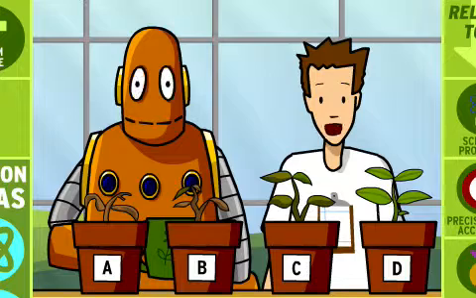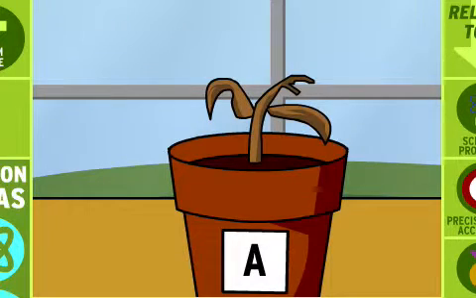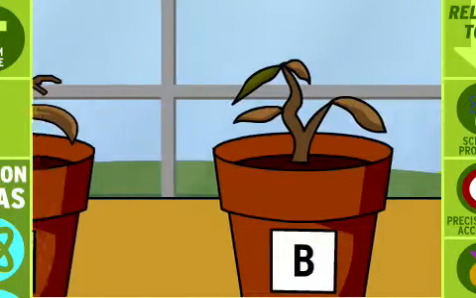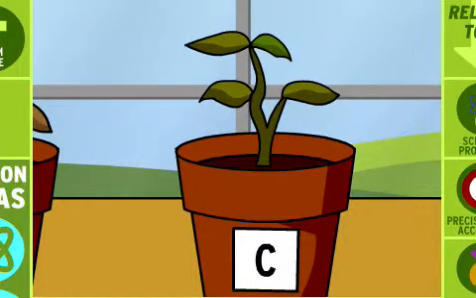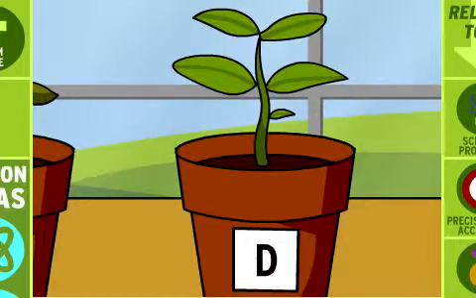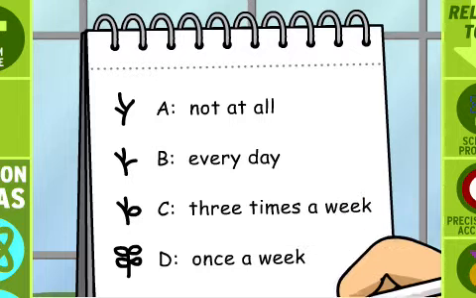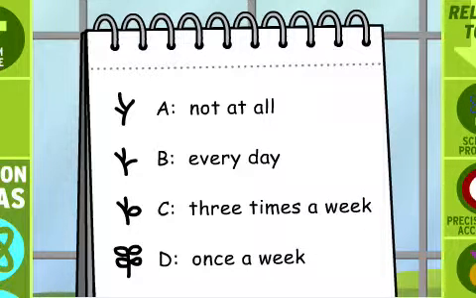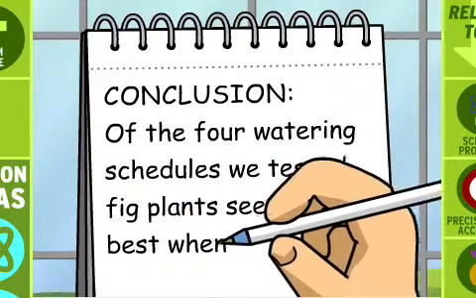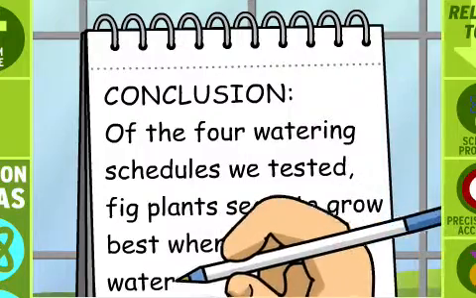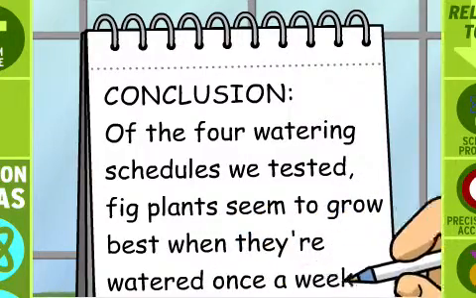Let's record some new observations. Plant A doesn't look too good. Plant B doesn't look so hot either. Plant C looks a little better. Whoa there, Plant D is doing alright. Time to analyze our data. Based on this experiment and our observations, it looks like the fig plant did best when it was only watered once a week. From that, we can make a conclusion. Of the 4 watering schedules we tested, fig plants seem to grow best when they're watered once a week.